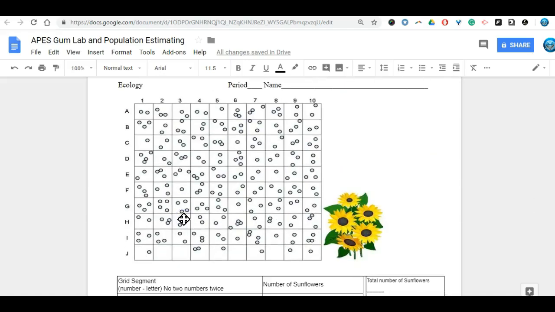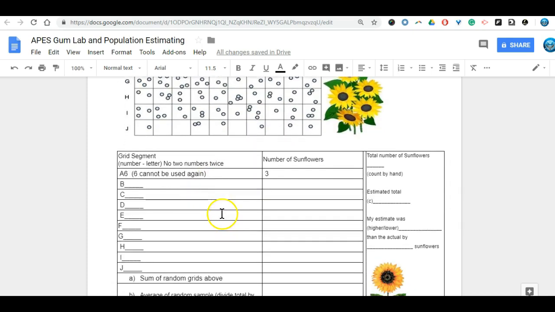Alright, so we're going to have to play a little bit of catch up on the lab because of the gum part of it. So over here, you're going to wrap this up. This is pretty easy. You should have selected, again, 10 random squares. Okay, so we all used A6, but these should all be different numbers from your group members. So you will not have the same answer.